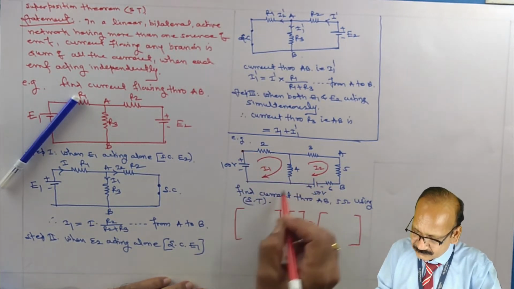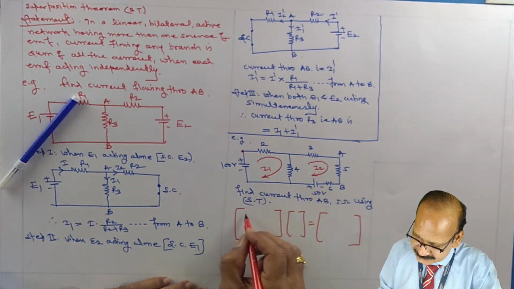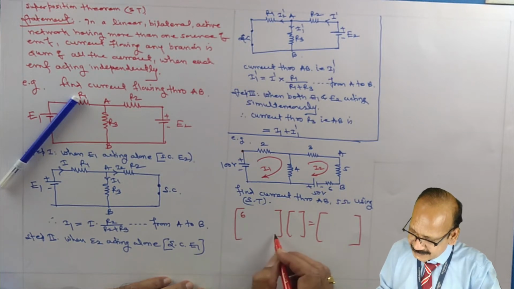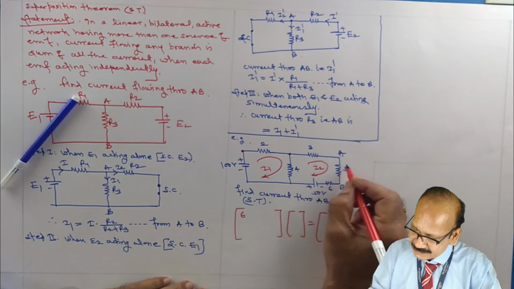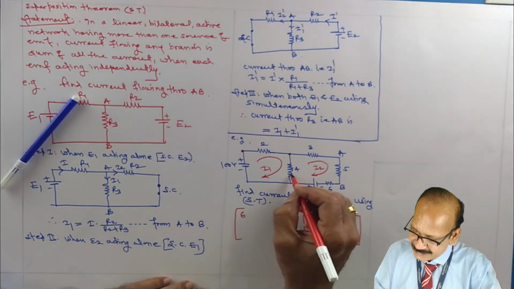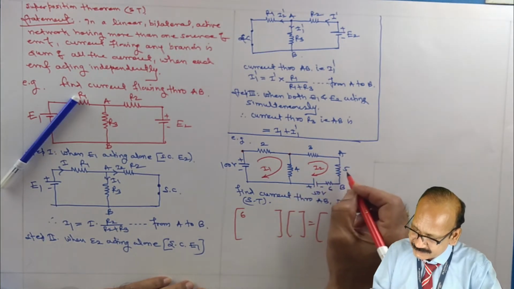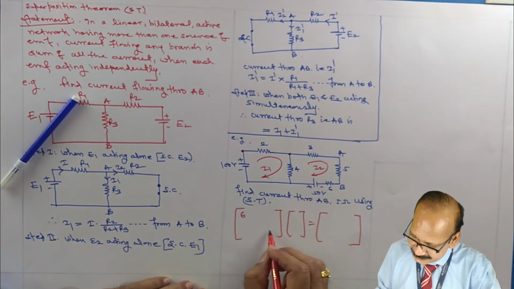So for the first loop, what is R11? That is the sum of all the resistances through which current I1 is flowing. That is always positive. Then this diagonal element R22: here it is 3 plus 5, 8, 8 plus 6, 14 plus 4, 18.